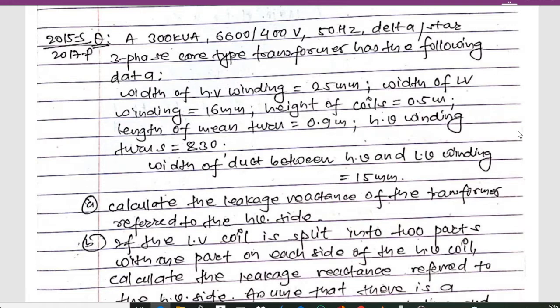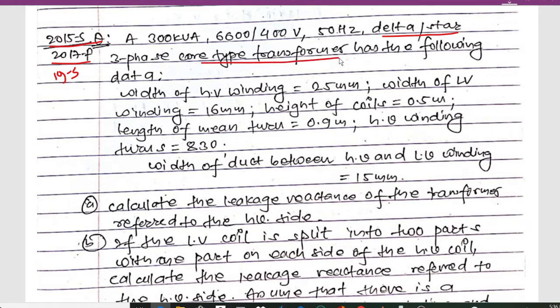Today again I'm back with another important numerical on machine design. Here you can see a numerical, and this numerical was once asked in 2015 spring, 2017 fall, as well as in 19 spring also. Here you can see a 300 kVA, 6600/400 volt, 50 Hz, delta and star, 3-phase core type transformer is given here.